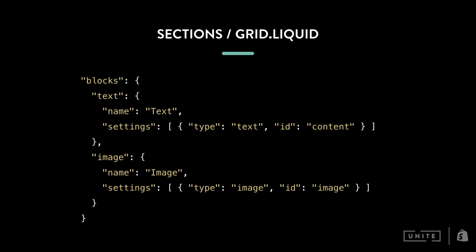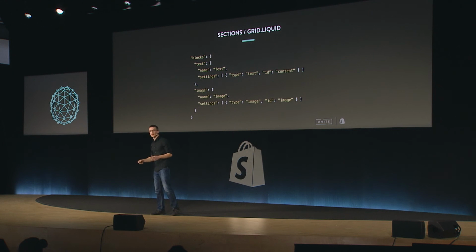So think about blocks as containers around settings. Here, I've defined two blocks, text and image, each with one setting. And just like that, the merchant can now add to this section as many instances of text and image as he or she wants, using the great interface that we just saw. And the blocks could be anything: video, map, social feed. It's all up to you, the theme creator.